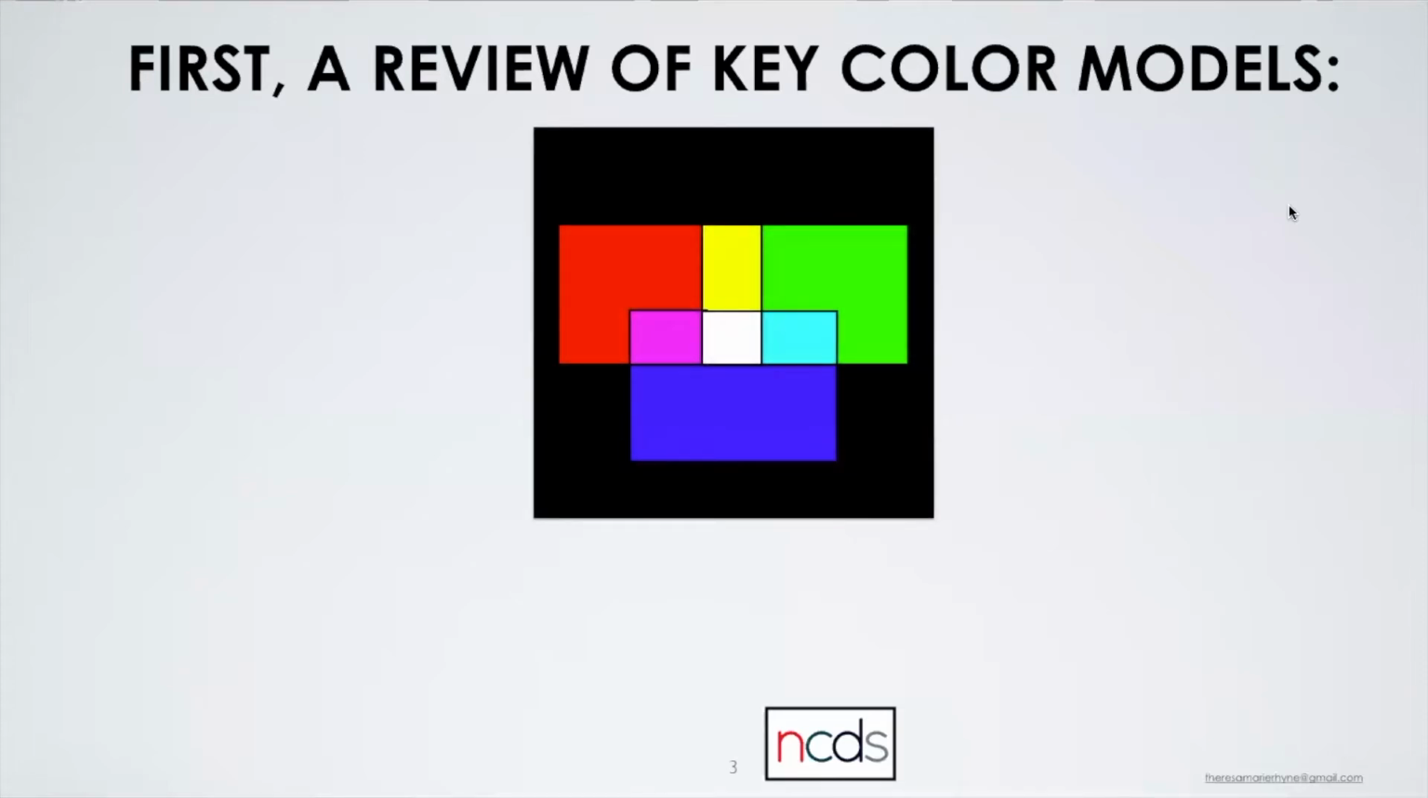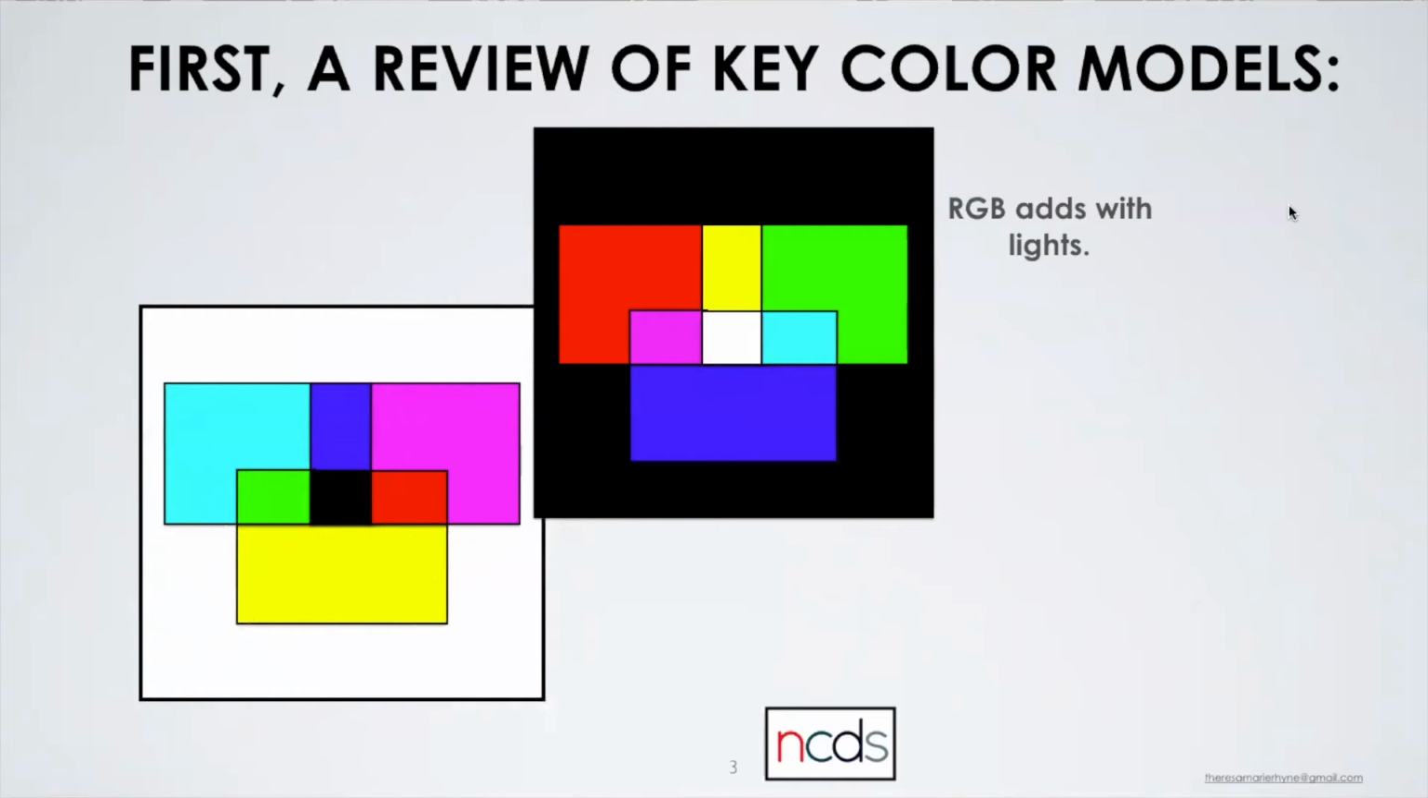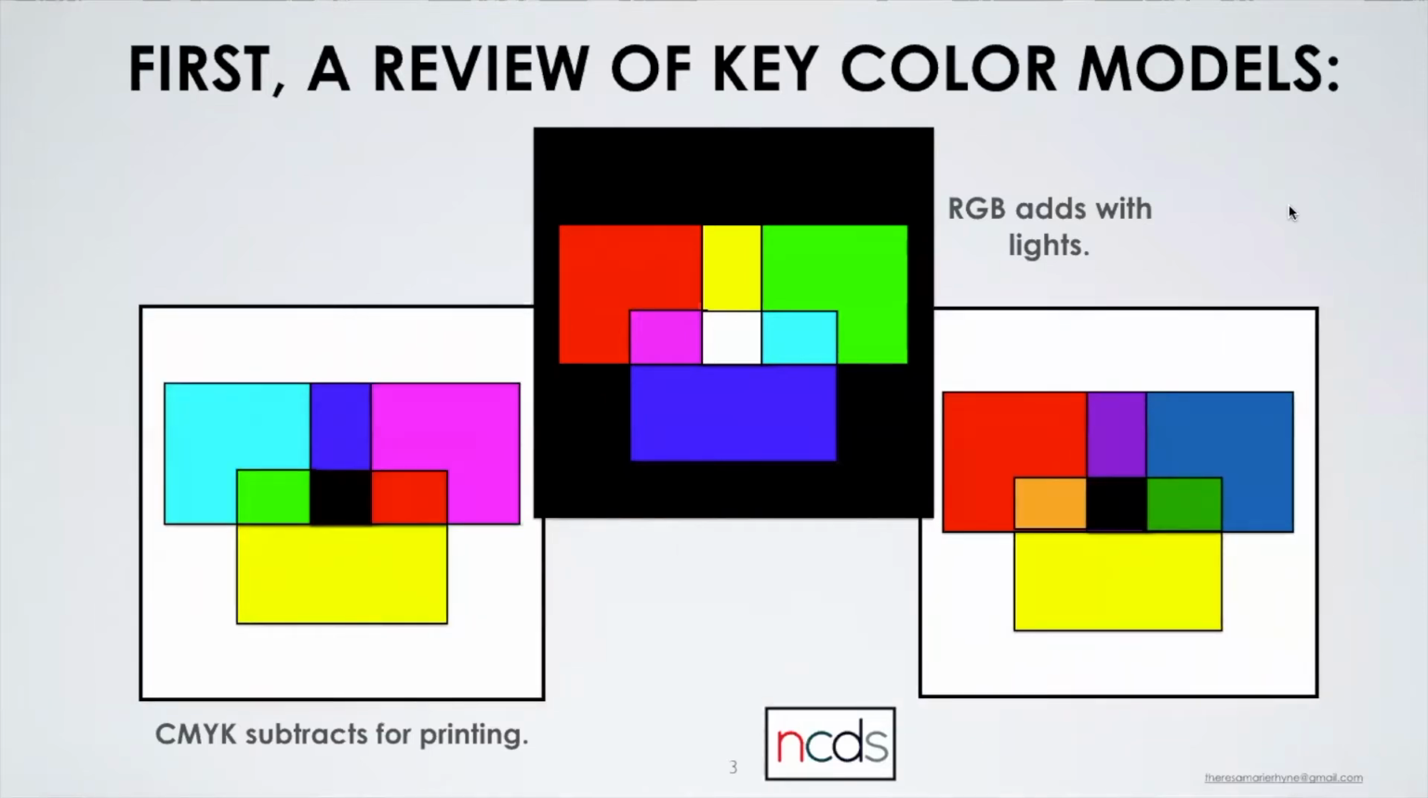So let's do a review of some key color models that many of us are probably already familiar with. We have the red, green, blue color model that adds lights. That's what we're displaying on right now. We have the cyan, magenta, yellow, and key black color model that we use for like our inkjet printers. And then we have the painter's color model, which is red, yellow, and blue, that we often see when we go to a museum and we see paintings.